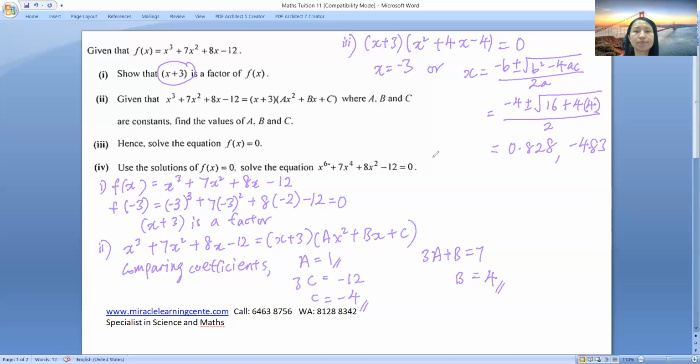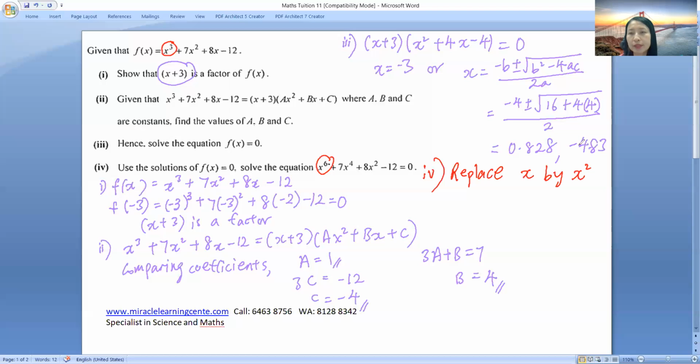Finally, they ask you to use the solution from part 3 to solve this equation. Okay, let me change the color. Now in part 4, you notice that this equation looks similar to this. So what is the difference? The difference is, this is x cubed, this is x to the power of 6. So you just replace x by x squared.